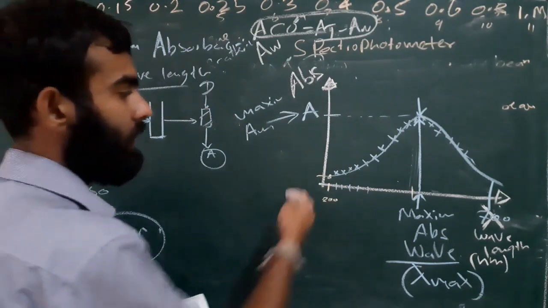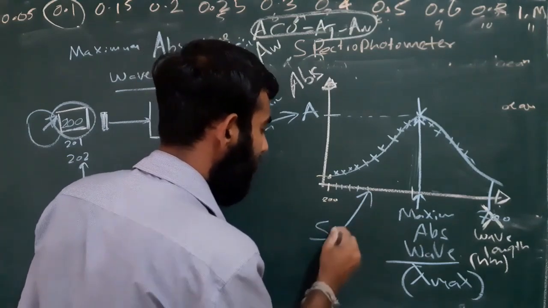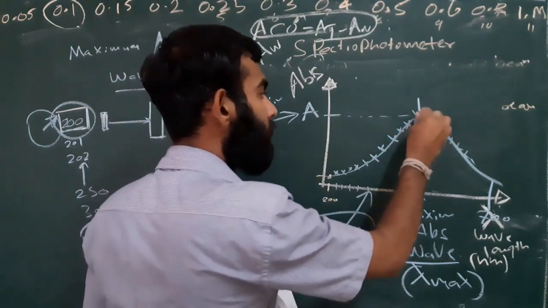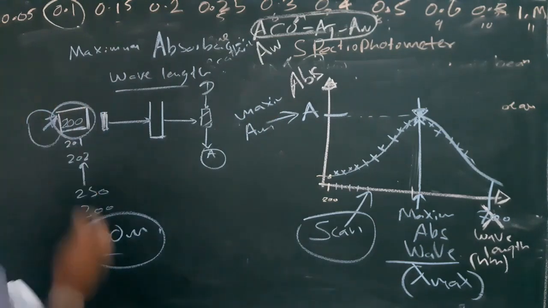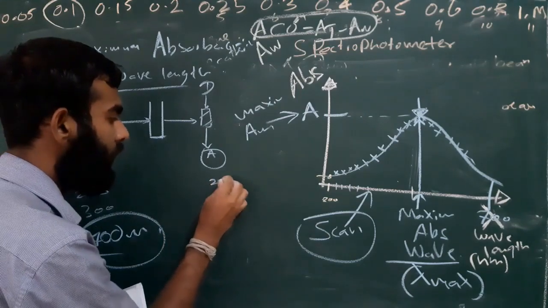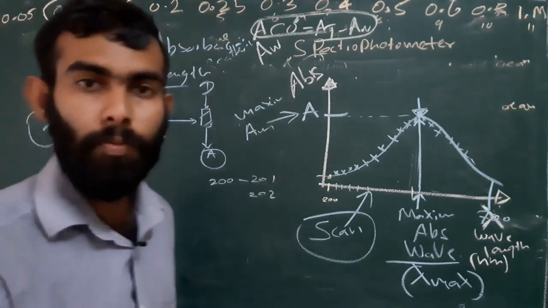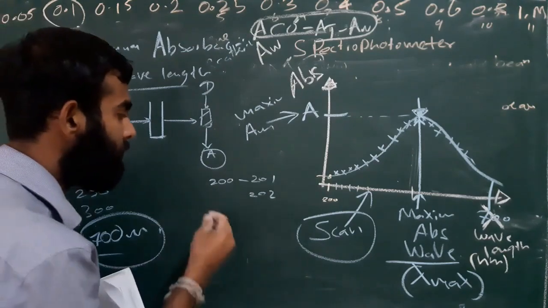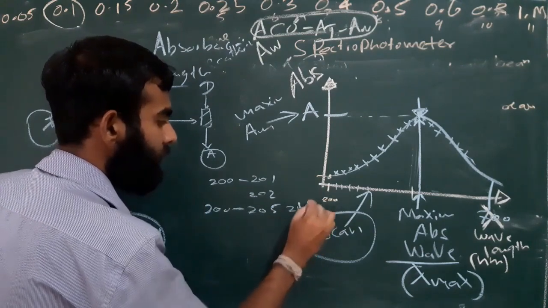So we call this method scanning. We scan the lambda values. We scan the wavelengths and we found the maximum absorbance wavelength. In practice, increasing the wavelength one by one, 200 to 201, 202, is time consuming. So in practice we increase the lambda value by 5 by 5: 200, 205, 210, likewise.